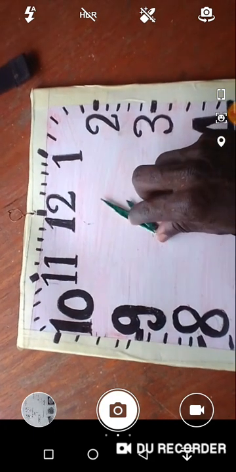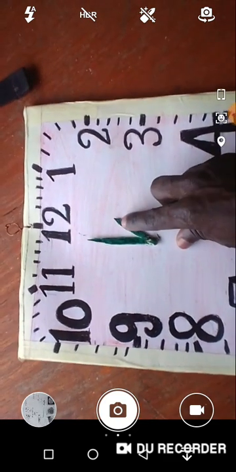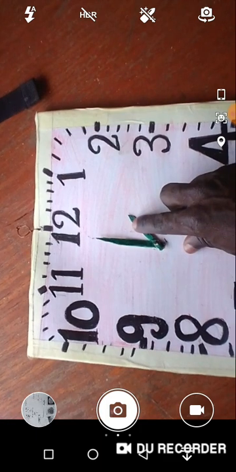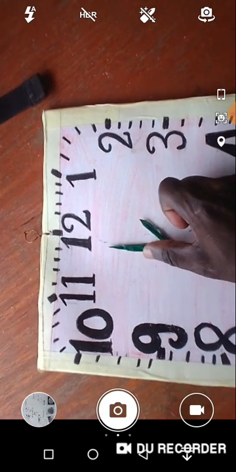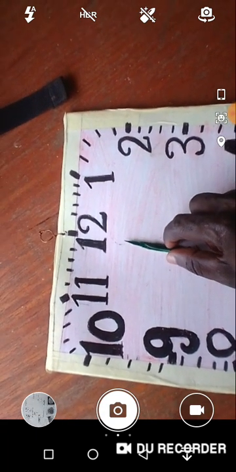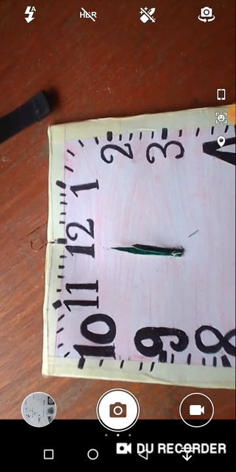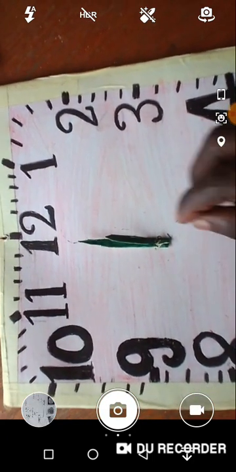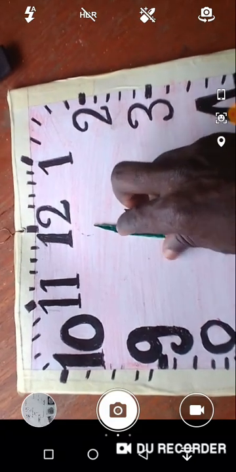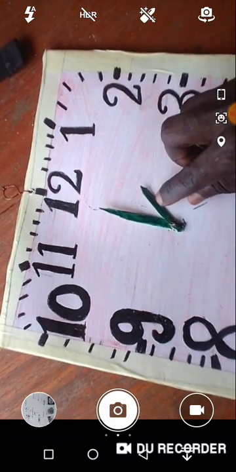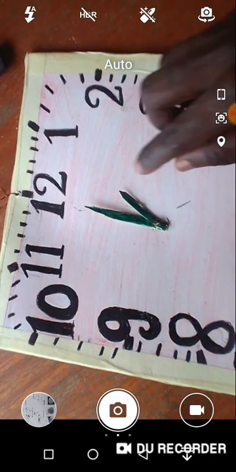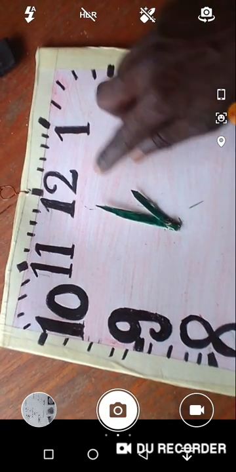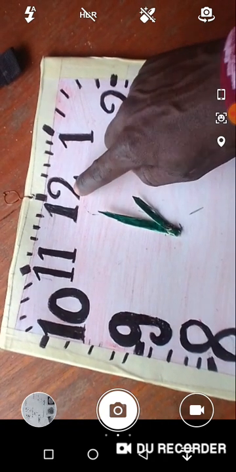Now, so I said that this short arrow, this short one, is for hours and this one is for minutes. So when both are at 12 like this, this is 12 o'clock. If the short one is pointing at 1, you can see that the short arrow, this one, is pointing at 1, while the long one here for minutes is pointing at 12.